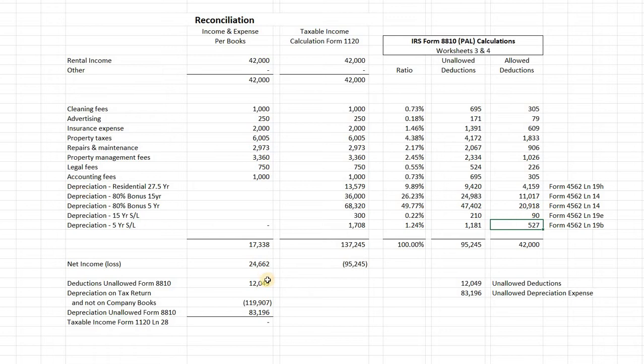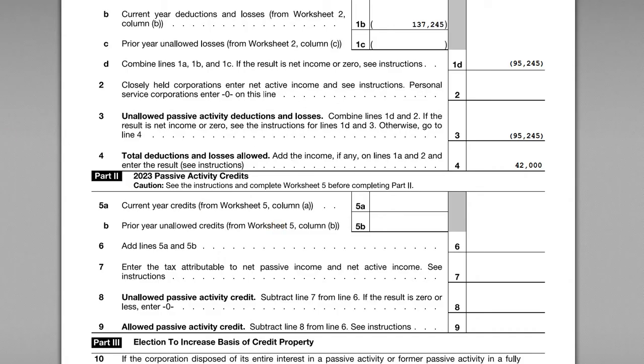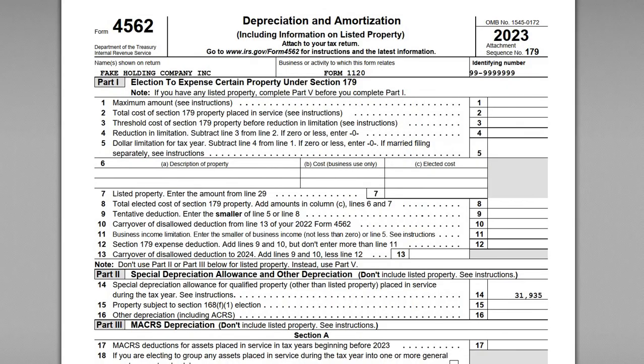Normally when you look at your reconciliation, you might just clump all these together and then they're separately stated on the 4562, but we can't do that in this case because we have to be precise in how much is going to be allowed based on each item and the class life. So let's have a look at the 4562 and the depreciation schedule.